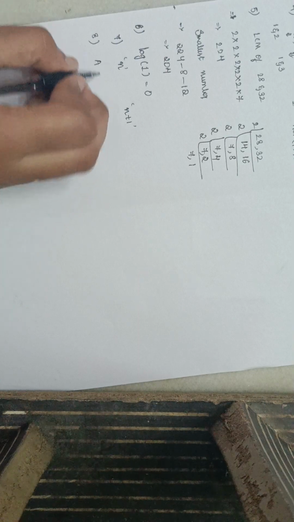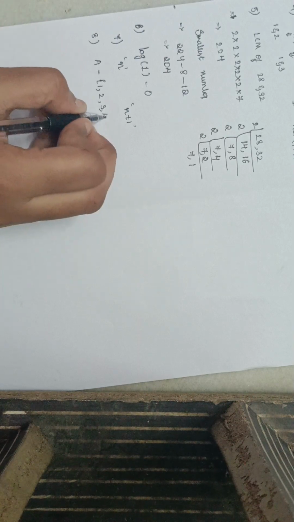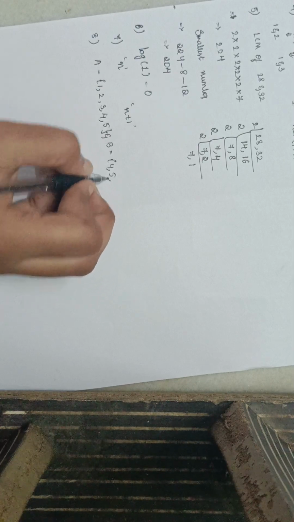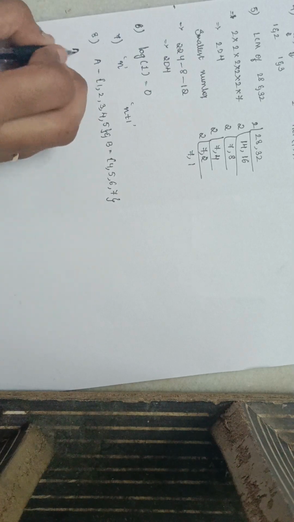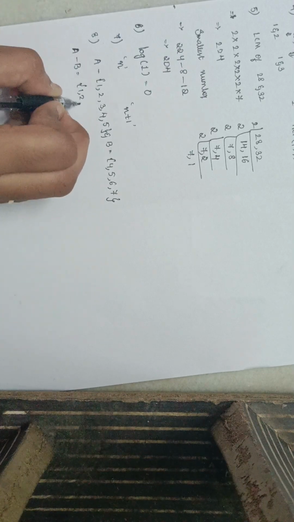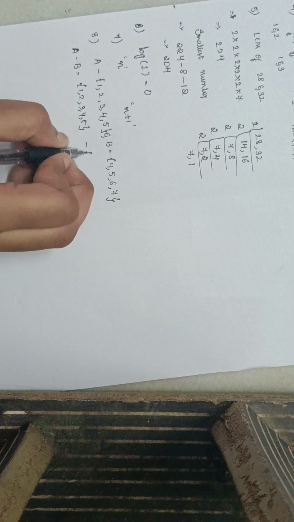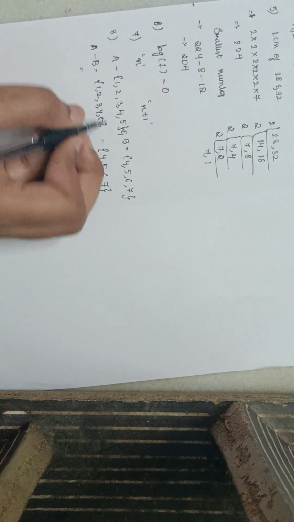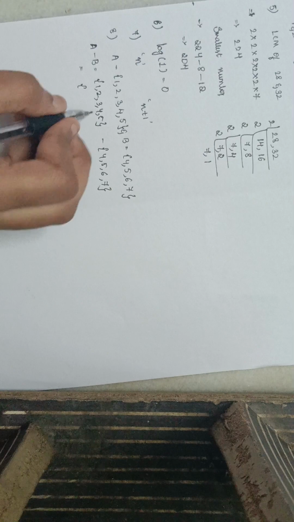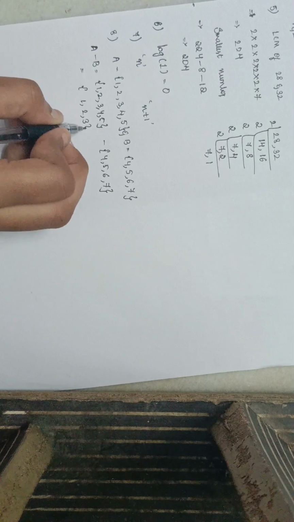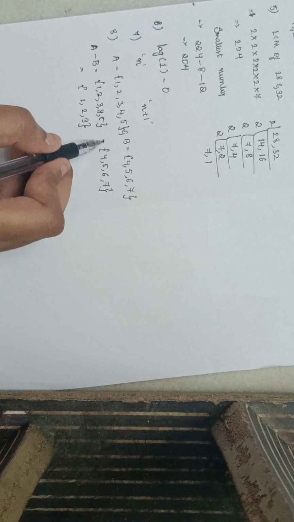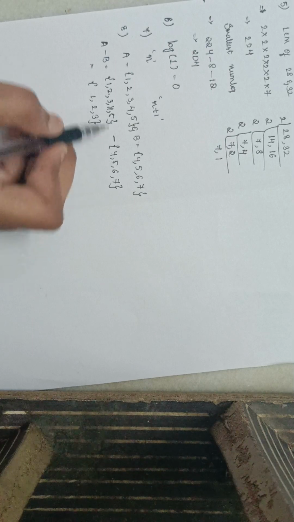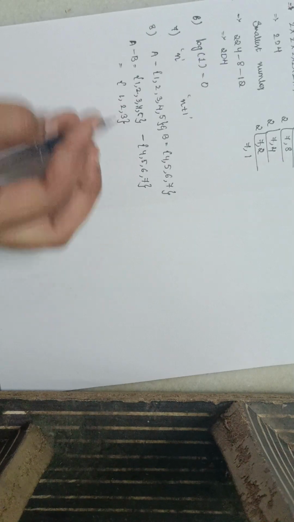Next one. If A equals 1, 2, 3, 4, 5 and B equals 4, 5, 6, 7, then A minus B tends to 1, 2, 3, 4, 5 minus 4, 5, 6, 7. So the answer is 1, 2, 3, because 4, 5 are common. From A we are eliminating the values of B. So 4, 5 are eliminated. So the answer is 1, 2, 3.